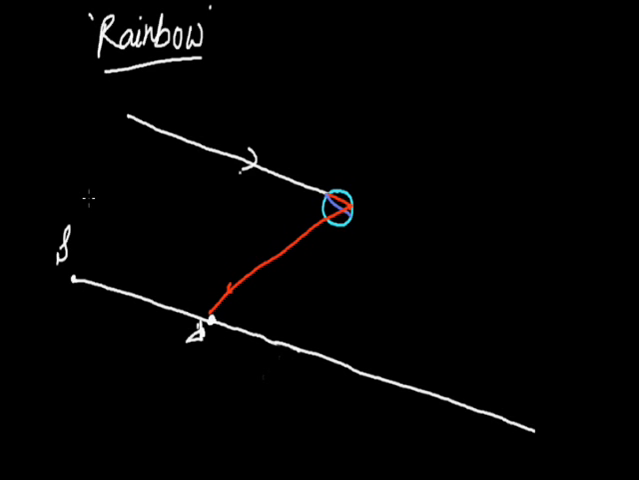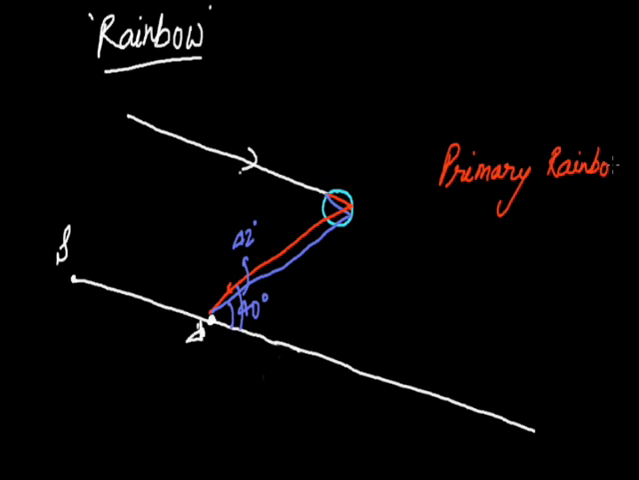and it reaches the observer in such a way that the violet color makes an angle of 40 degrees and the red color makes an angle of 42 degrees, and all the colors lie in this 2 degree gap. In this way we get the construction of the primary rainbow, in which the red color is at the outer extreme and the violet color is at the inner extreme.